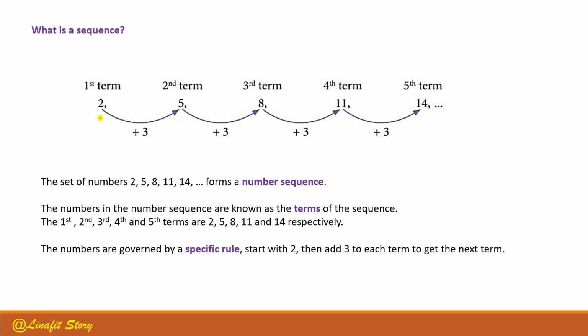So the set of numbers 2, 5, 8, 11, 14, and so on forms the number sequence. The numbers in the number sequence are known as the terms of the sequence. The first, second, third, fourth, and fifth terms are 2, 5, 8, 11, and 14 respectively. The numbers are governed by a specific rule. Start with 2, then add 3 to each term to get the next term.